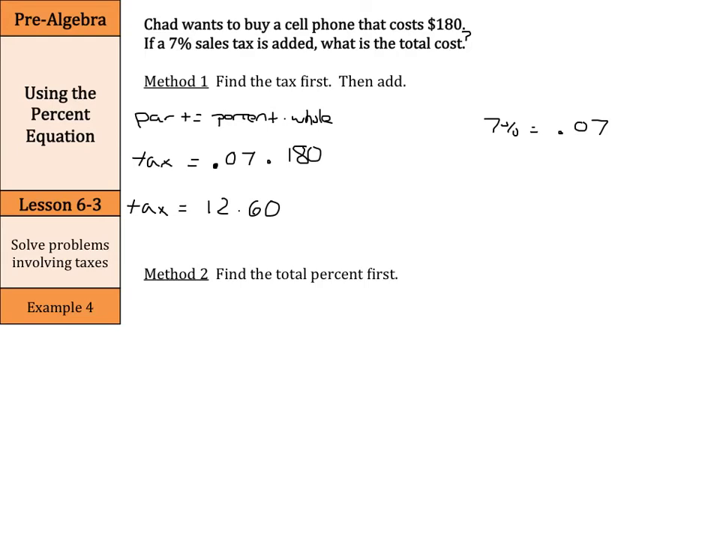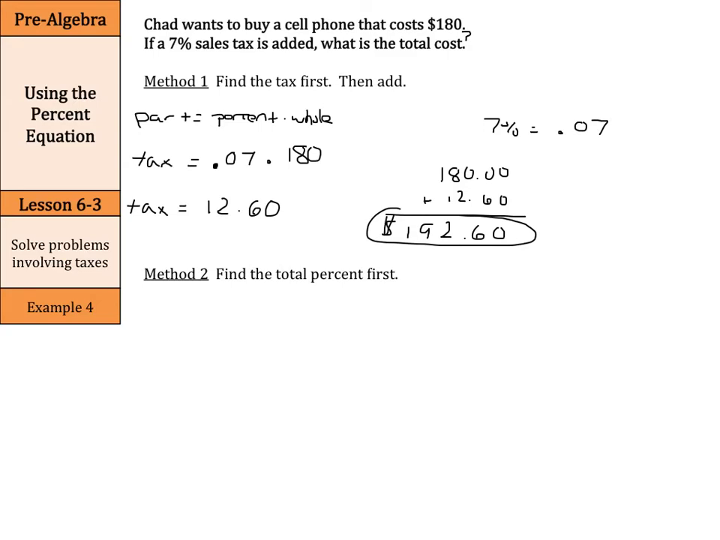Let's add that back into the price of our cell phone. So 180 added to $12.60 is $192.60. So for method 1, we used the percent equation to find the tax, and we added it back. In method 2, we're going to find the total percent first.